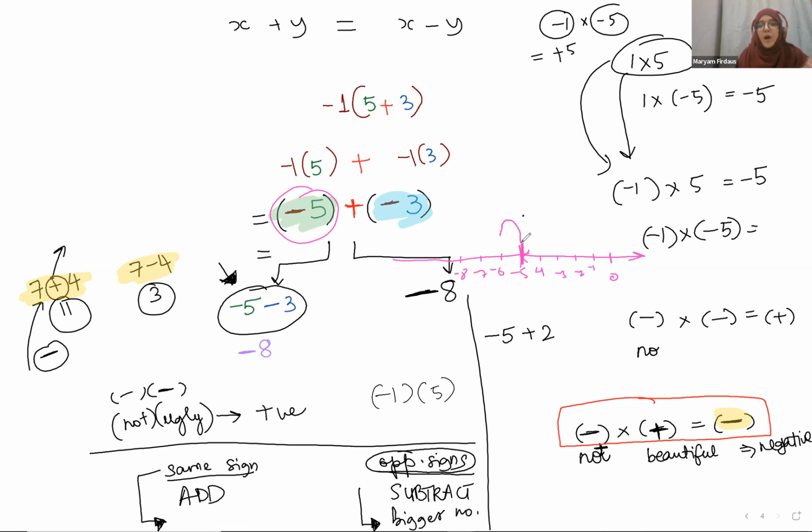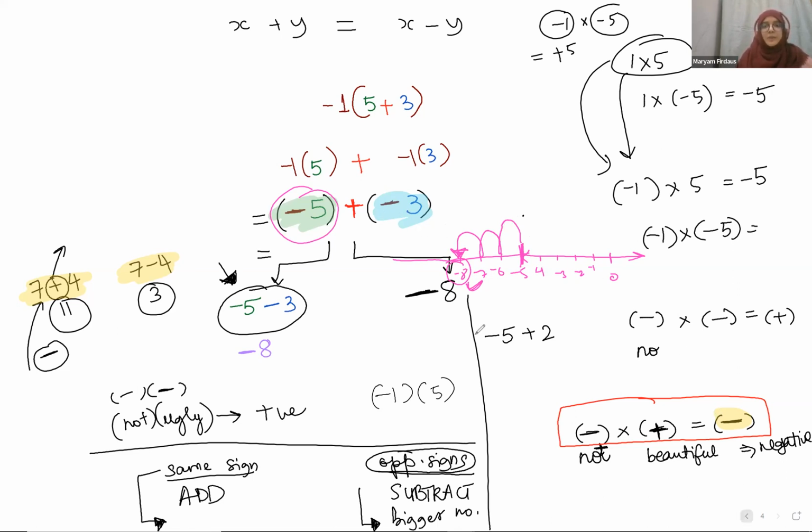How many units do you go in the left direction? 3 units to the left. Yes, 1, 2, 3. So there you go. You have arrived at your destination, which is -8. Did you understand?